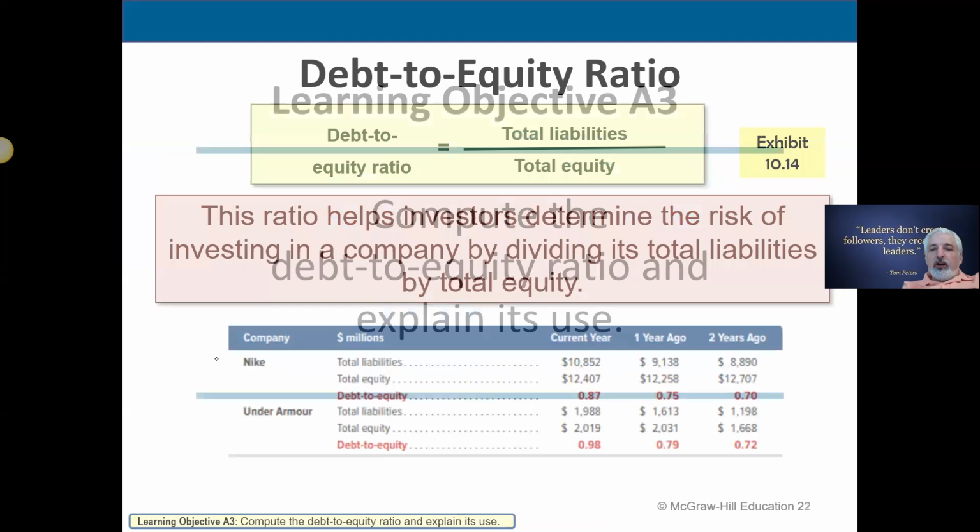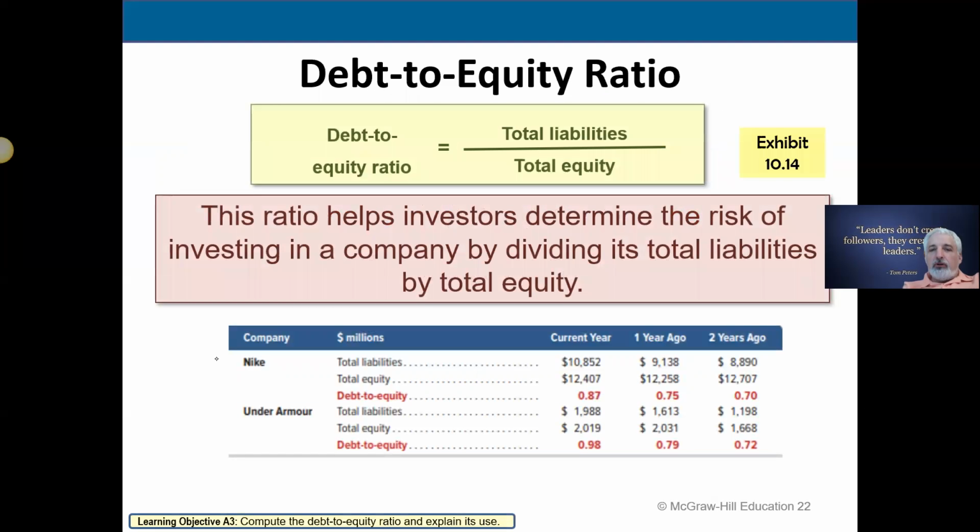Finally, debt to equity ratio. We've done debt to assets before, total liabilities over total assets. Debt to equity is total liabilities over total equity. Pretty clean, pretty direct, makes some sense.